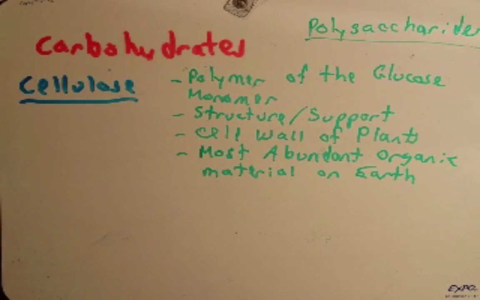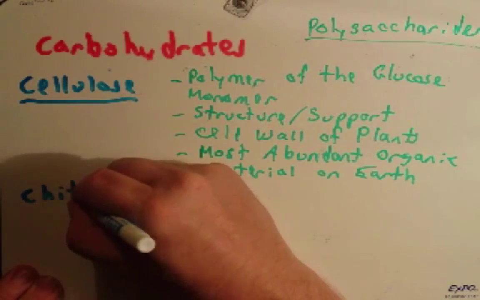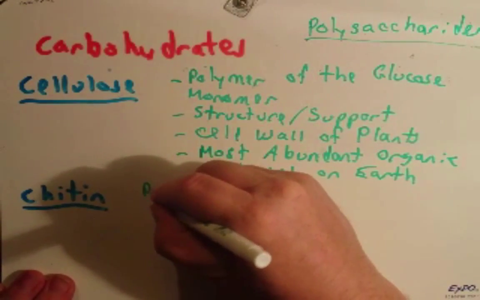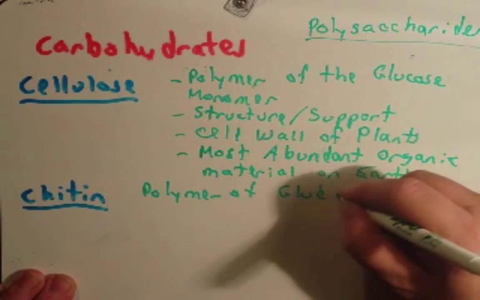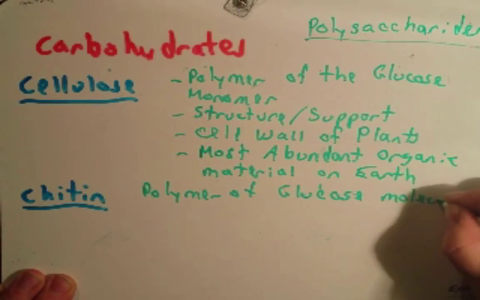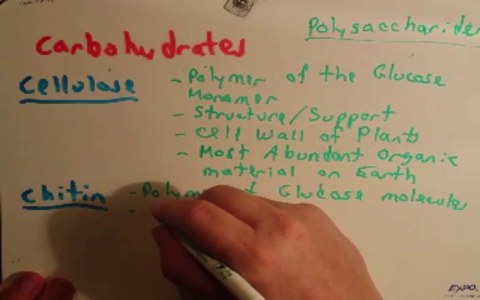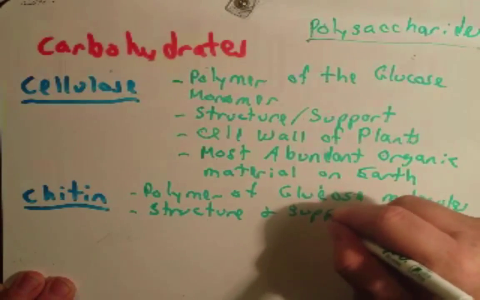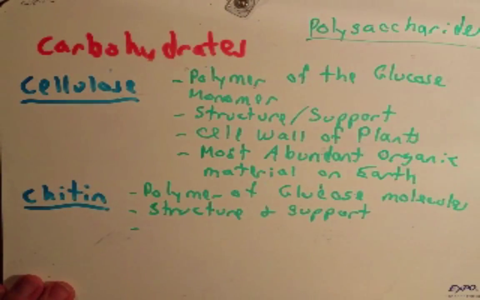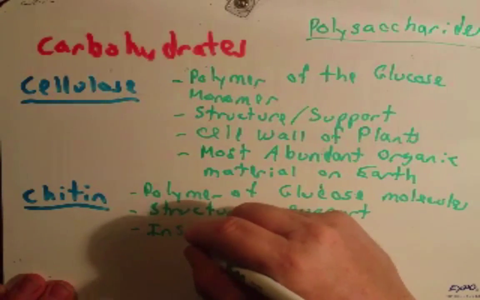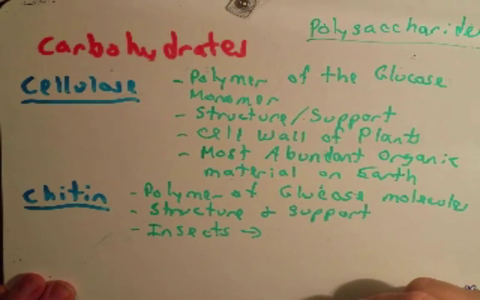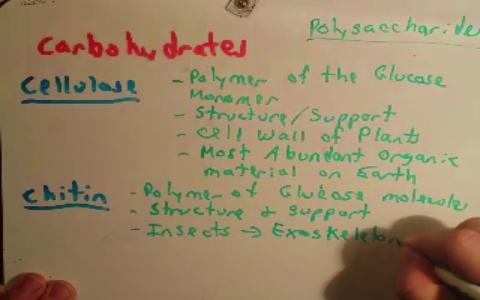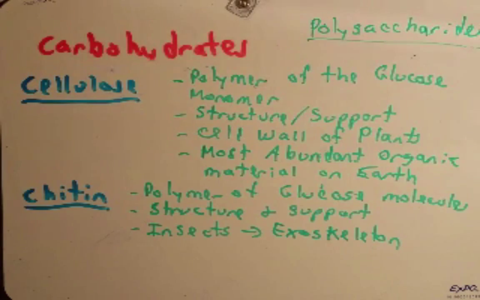Alright, this last one I want to talk about is called chitin. Chitin is similar to cellulose, so chitin also is a polymer of glucose molecules. Like cellulose, it also provides structure and support. It can be found in different kinds of organisms. It can be found in insects, and when it's found in insects, it is what the exoskeleton is made out of. That's the outer hard covering that we find on insects.